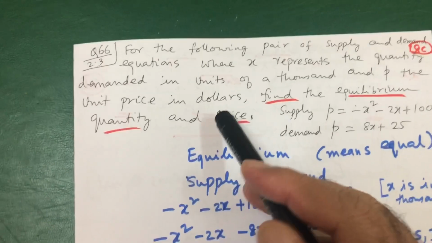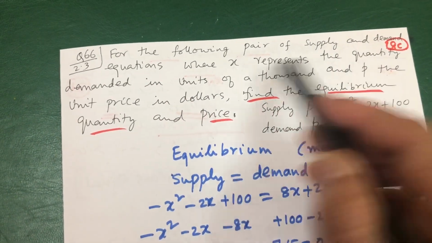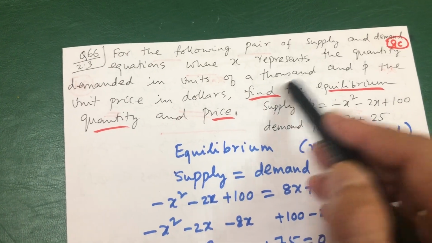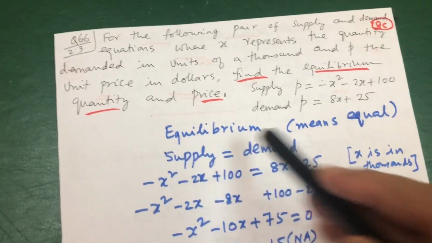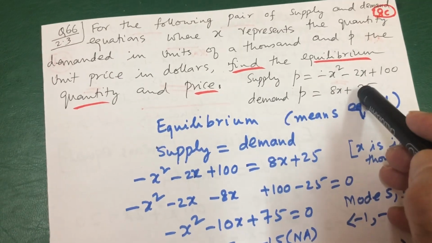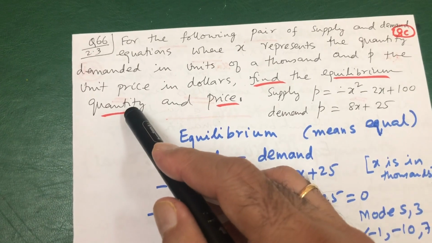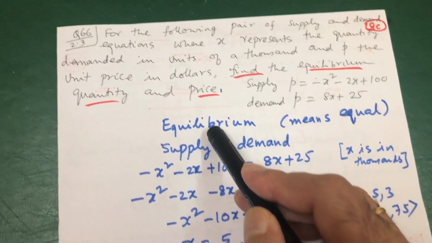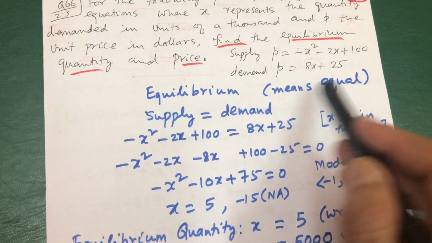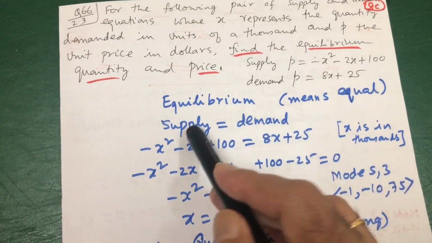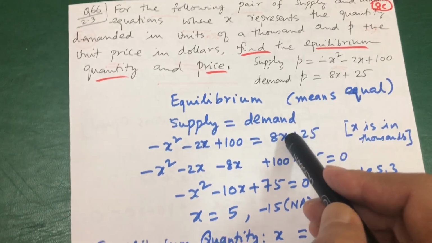The next question is: for the following pair of supply and demand equations, where x represents the quantity demanded in units of thousand and p is the unit price in dollars, find the equilibrium quantity and price. Supply is given like this, demand is given like this. What is the question? Find the equilibrium quantity. First, what do we mean by equilibrium? Equilibrium means equal: supply is equal to demand. The supply equation I wrote here is equal to the demand equation I wrote here.